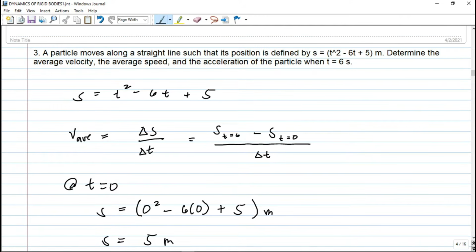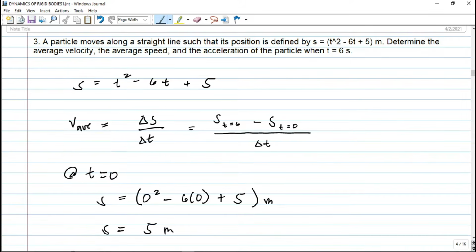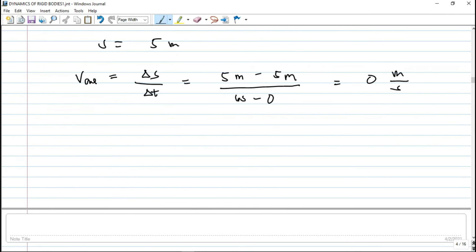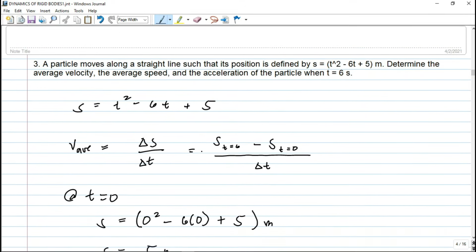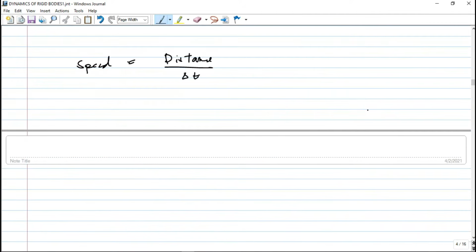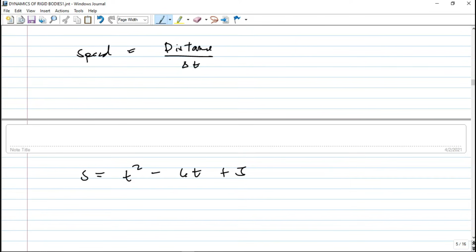So the next thing to get is the average speed. The average speed, or basically the speed, is the total distance traveled divided by the change of time. So let's find the total distance traveled by our object from 0 to 6 seconds. S is equal to t squared minus 6t plus 5. In order to find the total distance traveled, we need to solve for the maximum distance traveled by our particle.